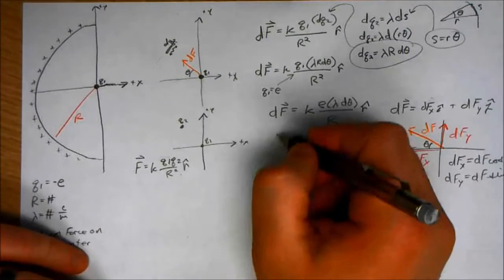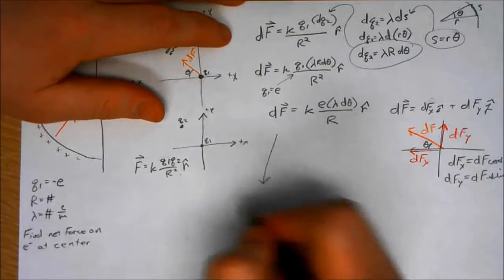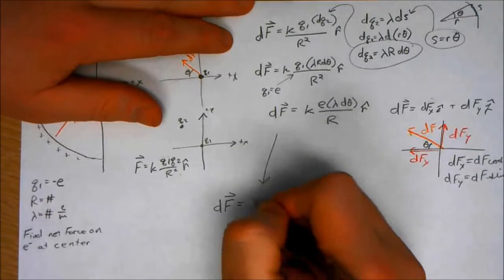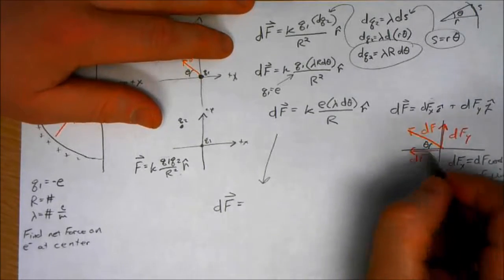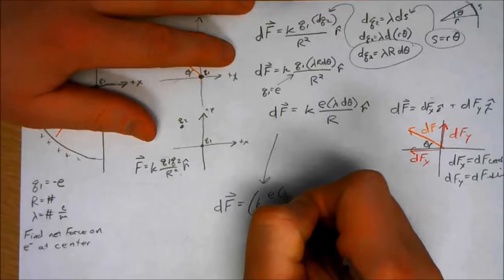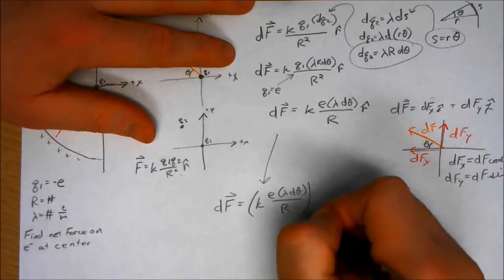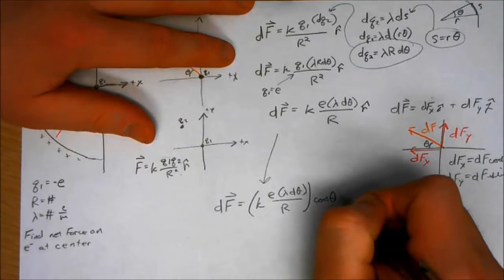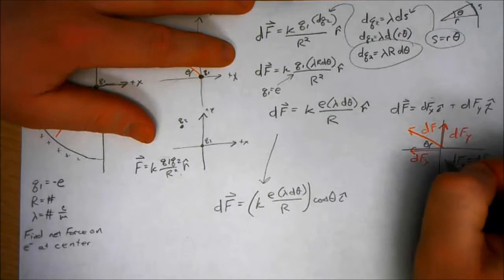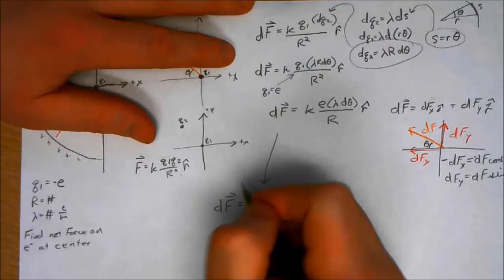I'm going to bring this down here. I've got some more room. So that means the vector dF is equal to dF, which is k_e lambda d theta over r times cosine of theta i hat. Oh, I'm sorry, that's actually going to be negative because it's in the negative x direction. So I've got to put that negative out there.